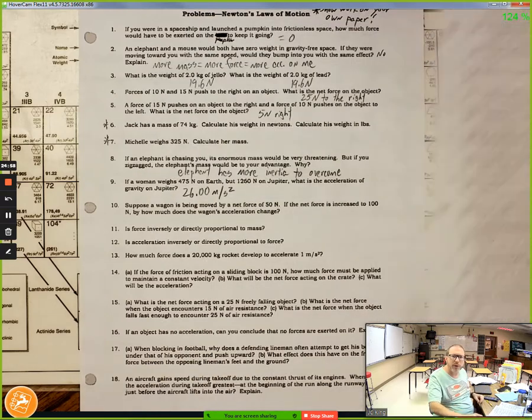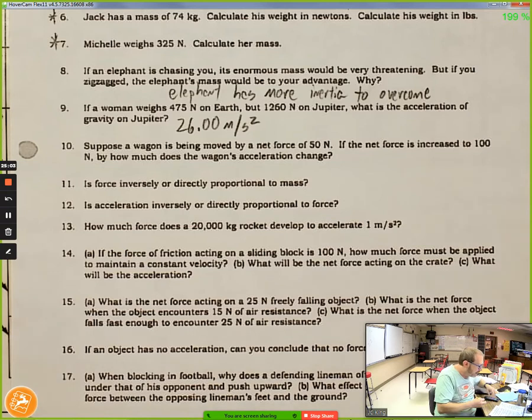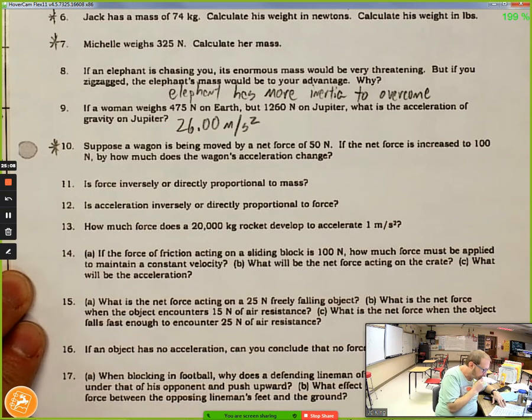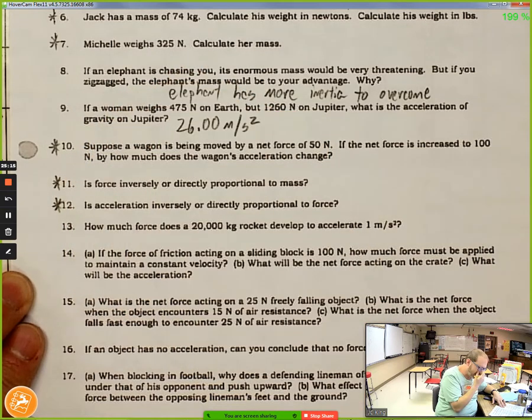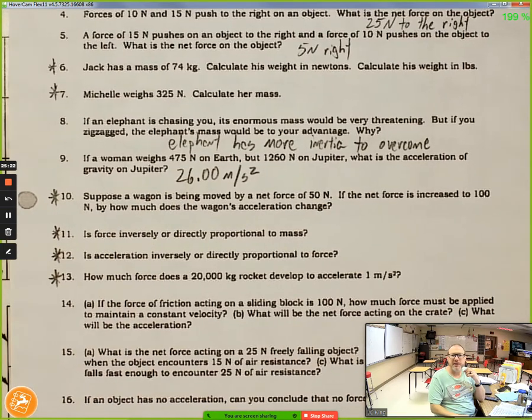You can go ahead and do number 6 and 7 on your own. And okay, I like number 10. I'll let you do number 10 on your own. 11 and 12 are not math so much as they are just reasoning and thinking about things. And I'm going to let you do 13. So if you can do 6, 7, 10, 11, 12, and 13 before we get together again, when we get together, we'll check and see how you did on those.